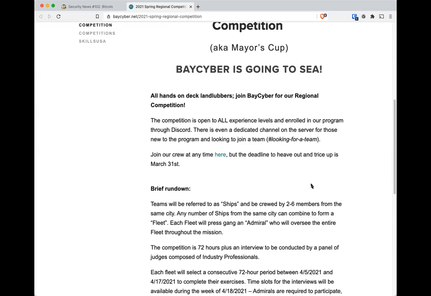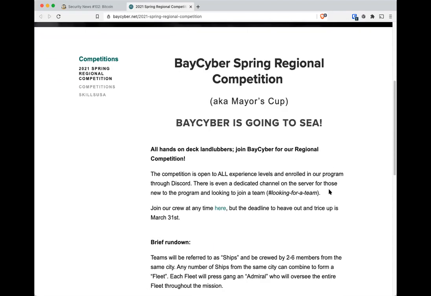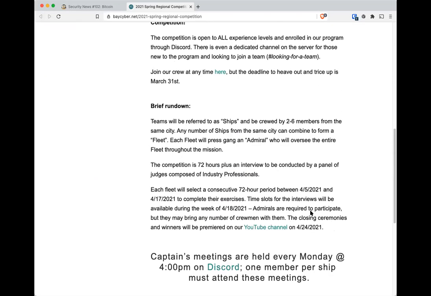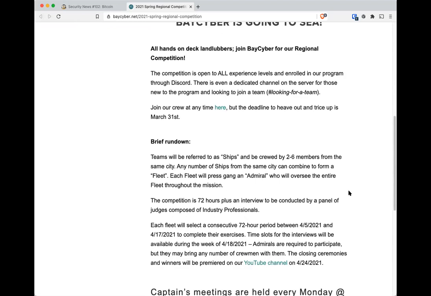themselves, but going with our theme, every team becomes a battleship. So multiple battleships together become a fleet based off of the name of the city that they're all from. So we're going to give them quite the number of challenges for 72 hours that they have to set up and do, and then they'll face an interview panel, and then there'll be a live stream to display the winners. So there will be something for people to watch when it's over. That's good.